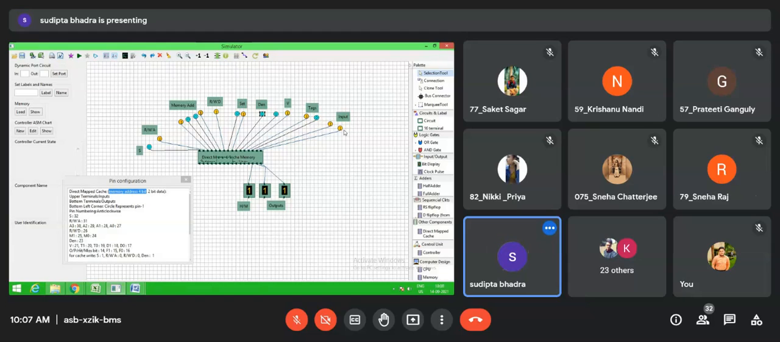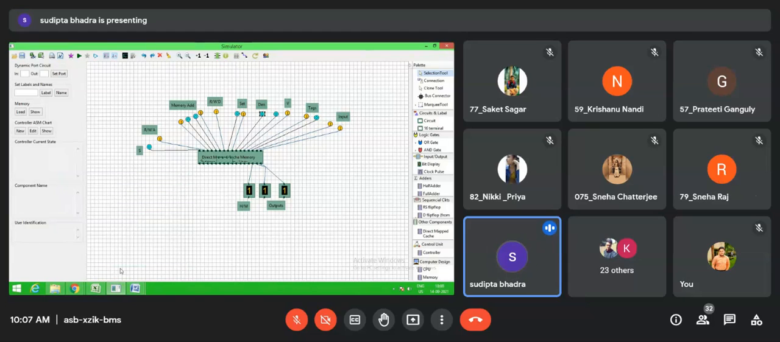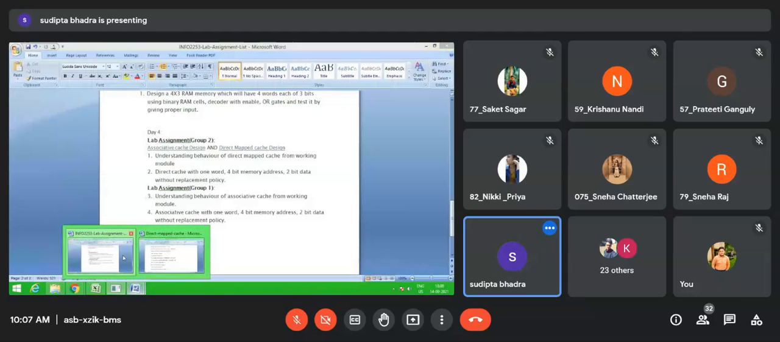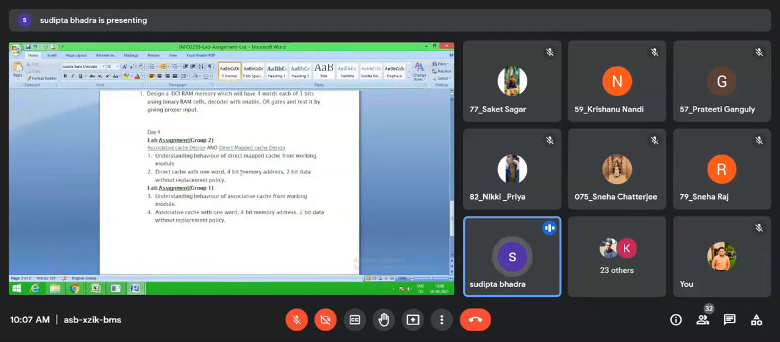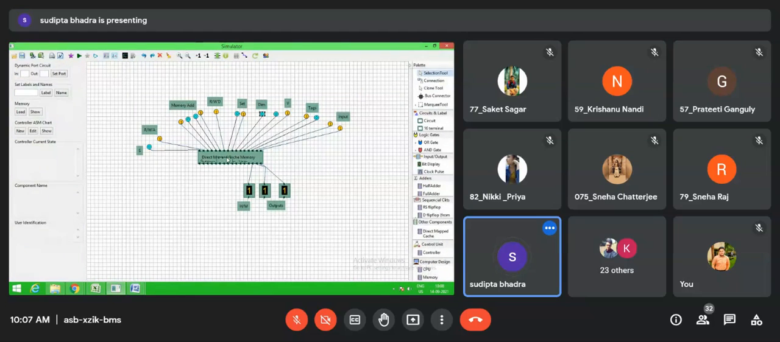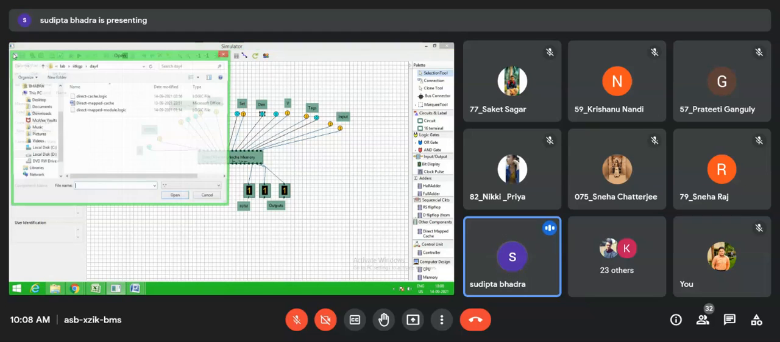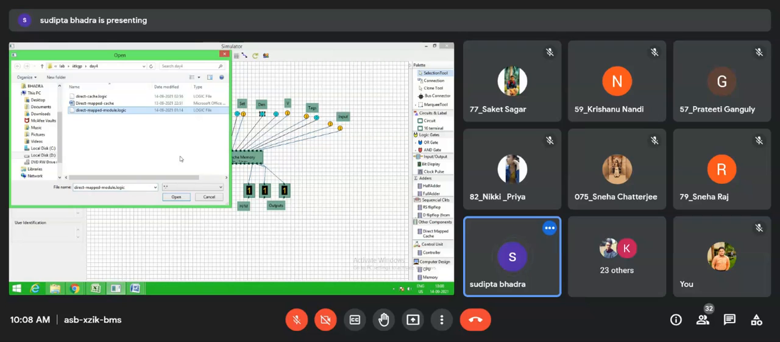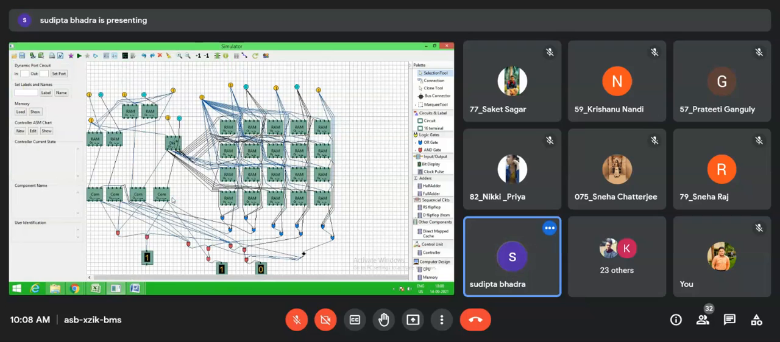the data. So the circuit for the second assignment, that is direct cache with 1 word, 4-bit memory address, 2-bit data. This working module is also 4-bit memory address. Here memory address is 4-bit and 2-bit data. Here the input is 2-bit. The component level circuit will also have that, and it will look like this.